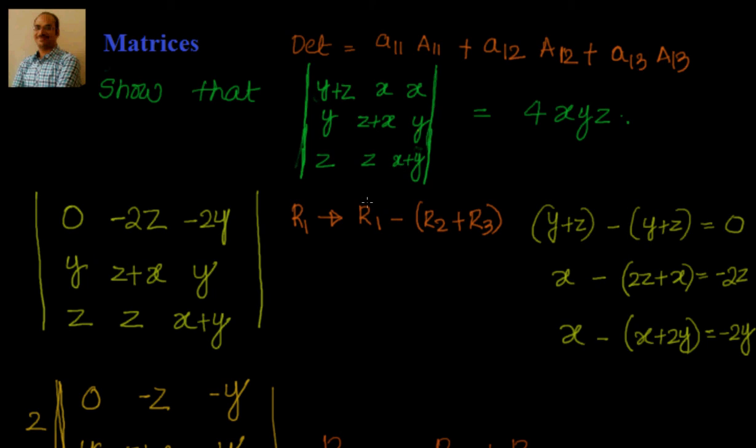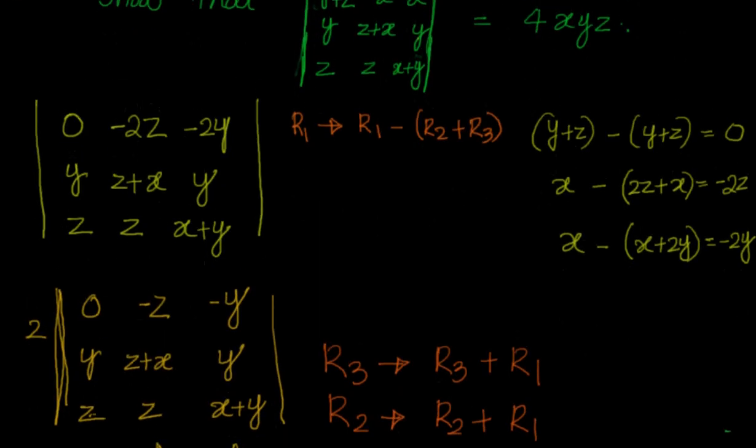We have been given this. First we applied R1 is R1 minus of R2 plus R3, because I see the first element y plus z, y plus z. So immediately I thought R1 minus of R2 plus R3 will make my life easy, because that will make A11 0. So with that I got 2 also common. I took 2 common out.